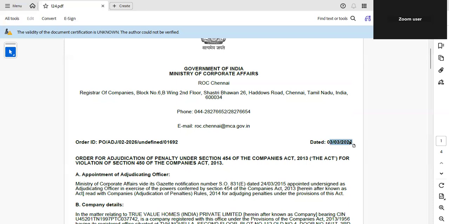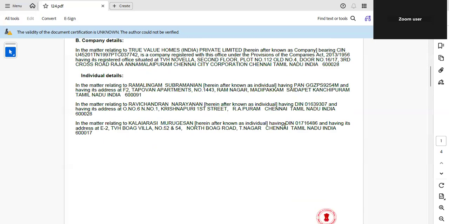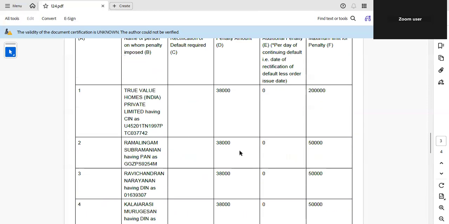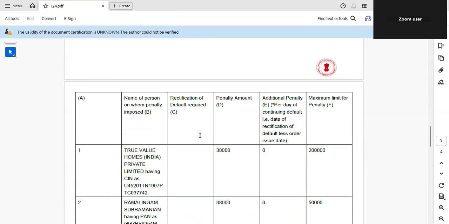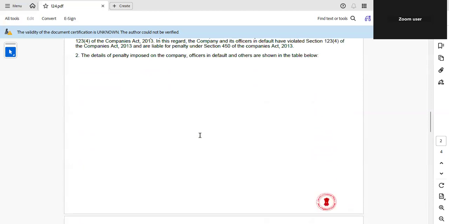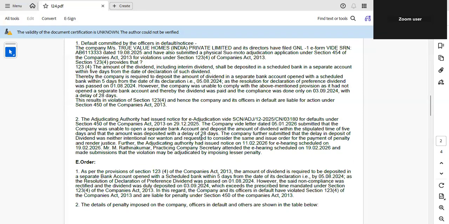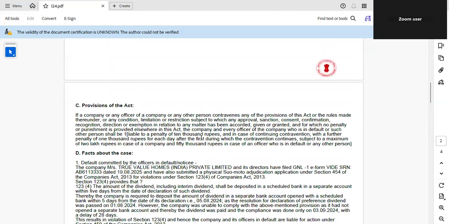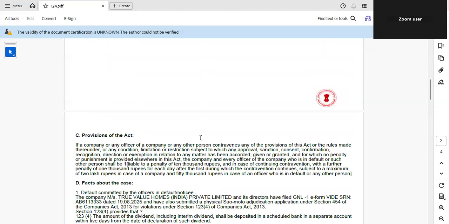Many companies treat this as a routine procedural step. However, as this case demonstrates, even a short delay can result in monetary penalties for both the company and the directors. Here, if you see, all the directors are penalized, the company is also penalized. So watch carefully till the end because we will cover the legal provisions involved, facts of the case, ROC observations, penalty computation, practical compliance lessons, and takeaways from this video.